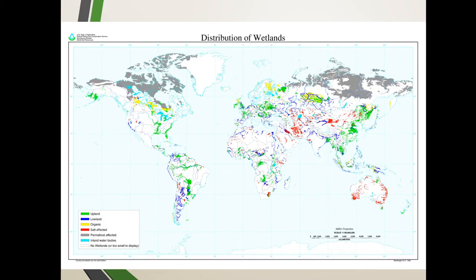So when we think about the distribution of wetlands, this isn't really fair. This whole map should be covered in wetlands, because there are temporary wetlands in every little place.